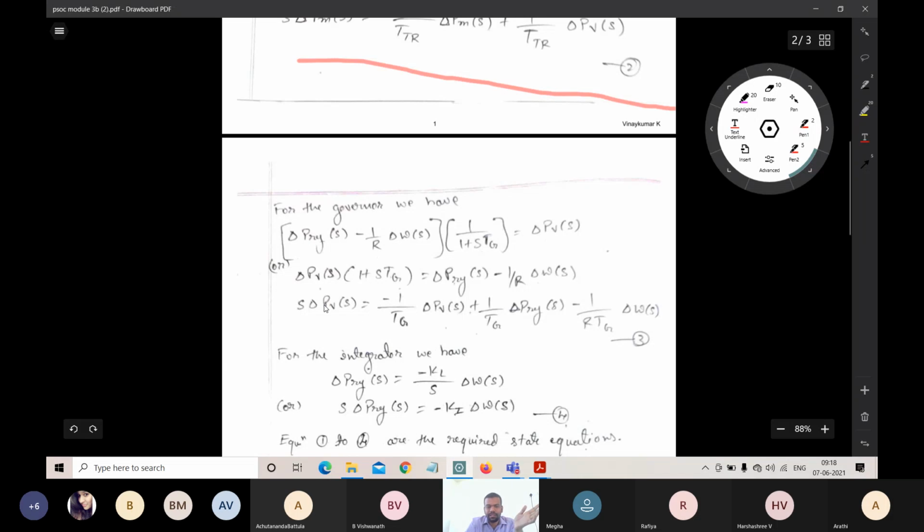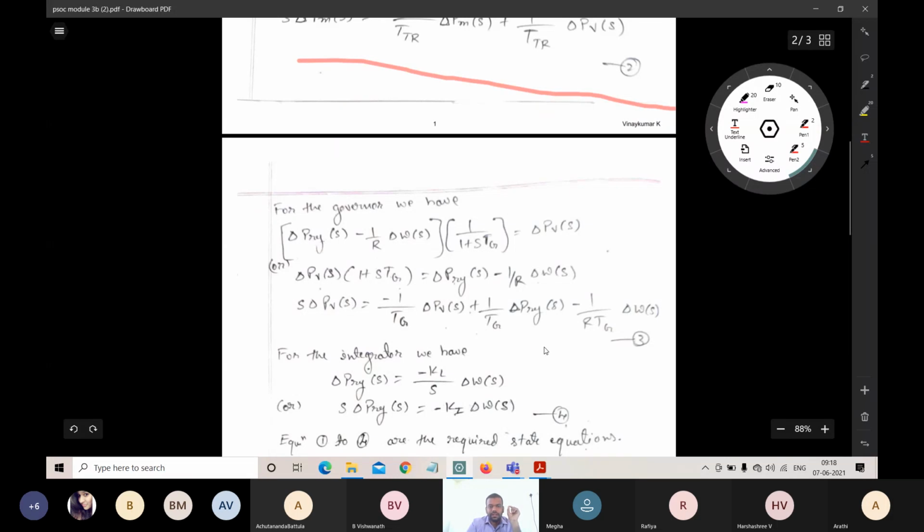Simplification. S delta PV of S will be equal to minus 1 by TG delta PV of S plus delta P reference of S divided by TG, and minus delta omega S divided by R into TG. We have already transferred S to the numerator, so S is not there here. Okay. Delta P reference of S divided by TG minus 1 by R delta omega S divided by TG. So this is the equation for the governor model.